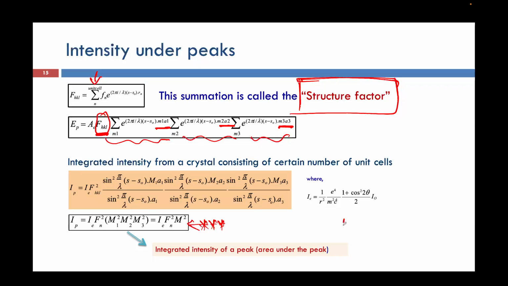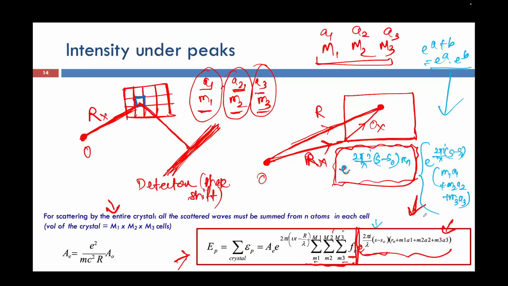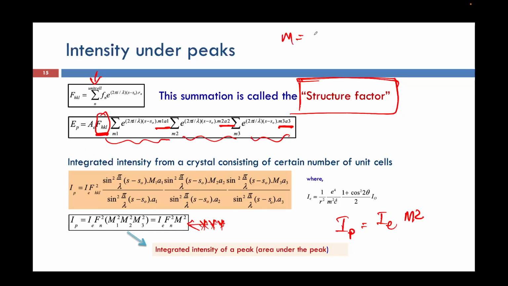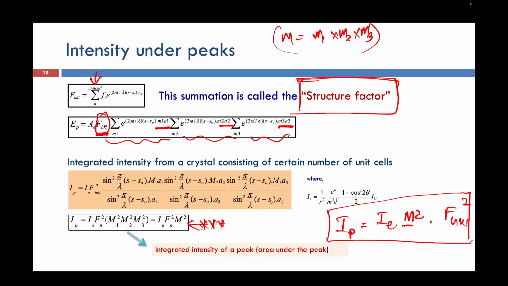I will write it a little bigger. Ip, the intensity at any point P, is equal to Ie into M squared, where M is M1 into M2 into M3, so the entire quantity squared. So M squared I have written. Now this is F_hkl squared. This is what the final intensity expression looks like when there are many unit cells in the a1, a2, a3 directions.